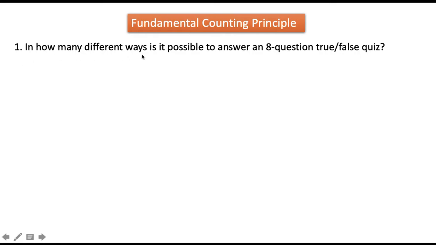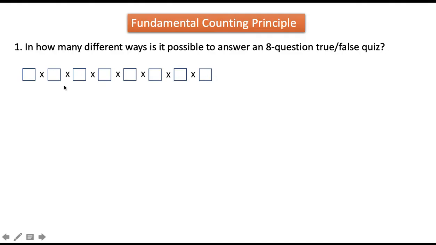In how many different ways is it possible to answer an 8-question true or false quiz? So in this given, we will draw 8 boxes, and each box represents an item of this 8-question true or false quiz. Now, in our item number 1, there are 2 possible answers. It can be true or false.